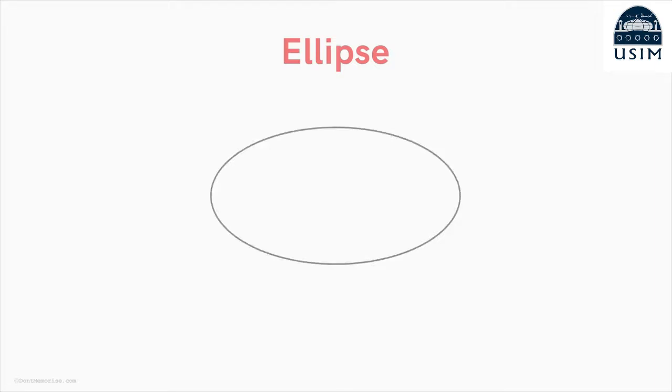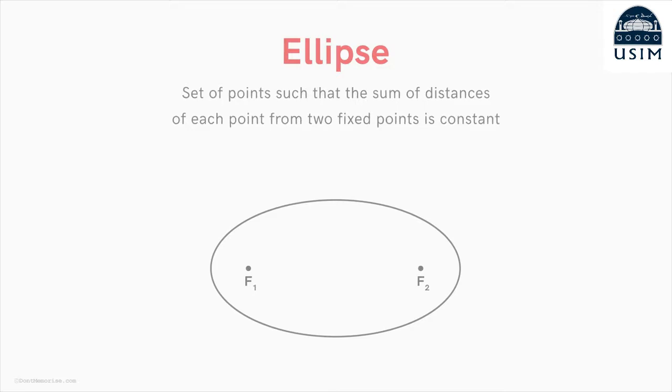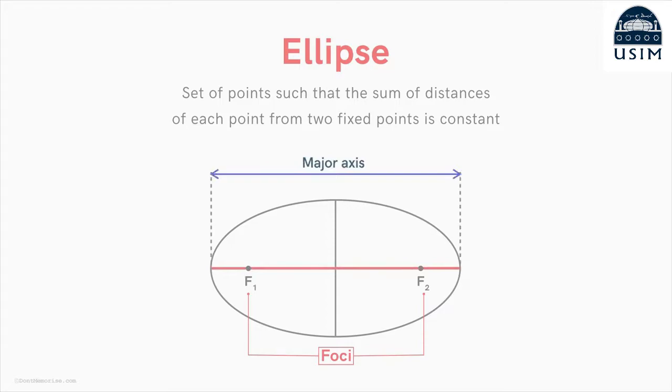So, we sketch the track like this. The definition of an ellipse is a set of points such that the sum of the distances of each point from two fixed points is constant. These two fixed points we call the foci of the track. This we call the major axis, and this we call the minor axis of the track. And this point we call the center of the ellipse of the track.